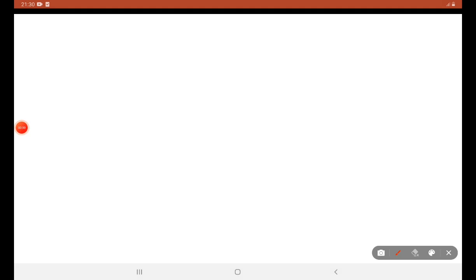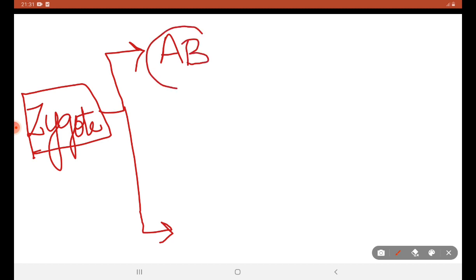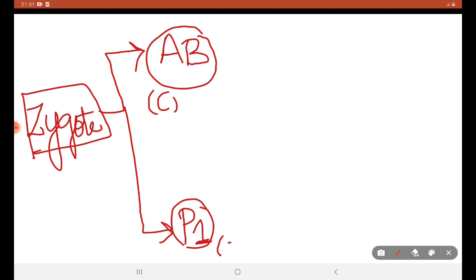So consider zygote of C. elegans. It forms two different categories. It can be AB, it can be P. P is a stem cell, P1. AB is the founder cell. It is conditional in specification. P is autonomous in specification. Okay.